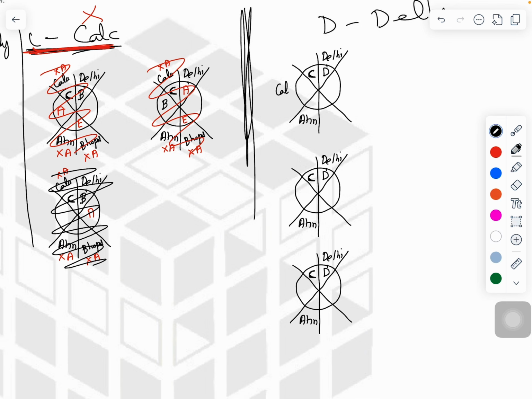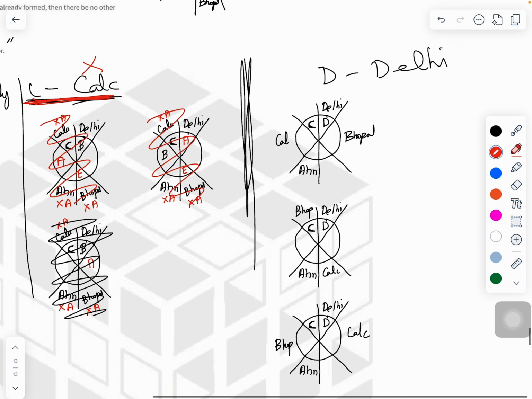This is Calcutta, position 1. Opposite to Calcutta, there will be Bhopal. Position 2 is, this is Calcutta and this is Bhopal. Position 3, this is Calcutta and this is Bhopal. They have also mentioned that in Calcutta or Bhopal, A cannot come.